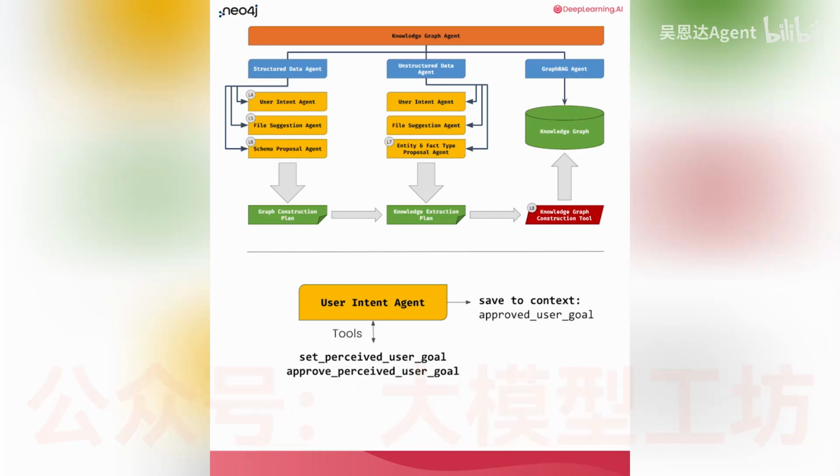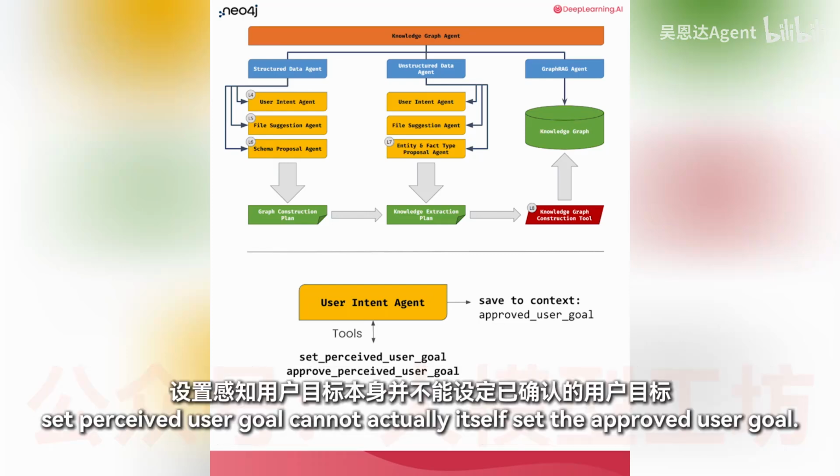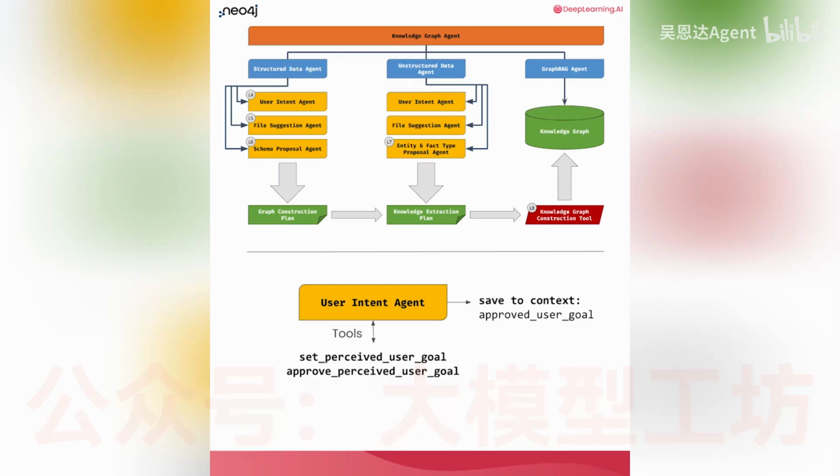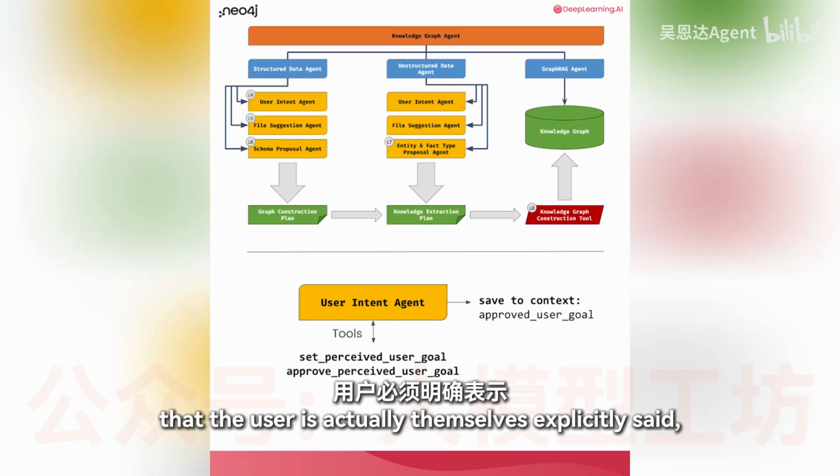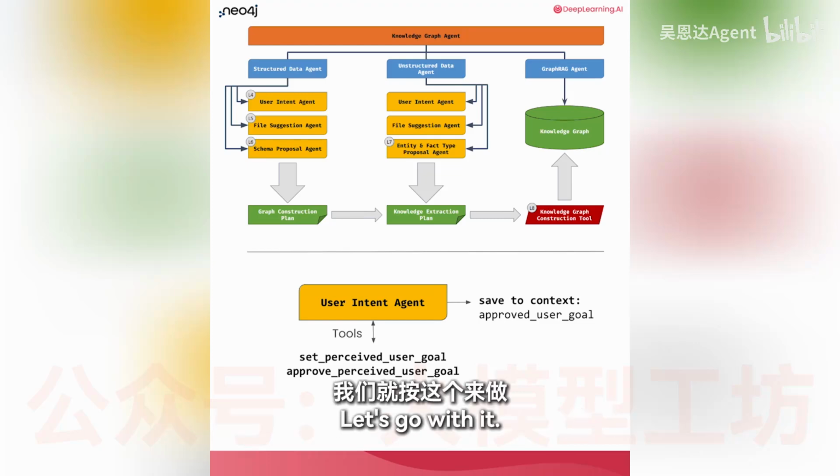And we'll see how these tools work in collaboration to update the memory and actually capture this approved user goal. So notice, critically, set perceived user goal cannot itself set the approved user goal. It's only by calling this tool here. This tool ends up being a guard, ensuring that we have a checkpoint with the user, that the user has actually themselves explicitly said, yes, this is good, let's go with it.